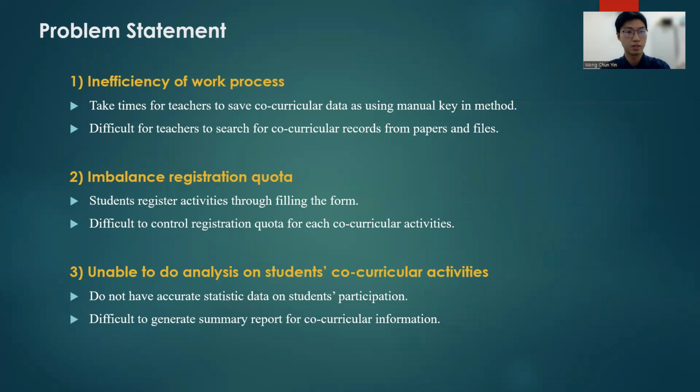The second problem is imbalanced registration quota. As the students register for the activities by filling in a form, it is difficult to control the registration quota for each co-curricular activity. It is also unable to do analysis on the students' co-curricular activities, as they do not have accurate statistical data on students' participation, and it is difficult to generate summary reports using the co-curricular information from the files and the papers.